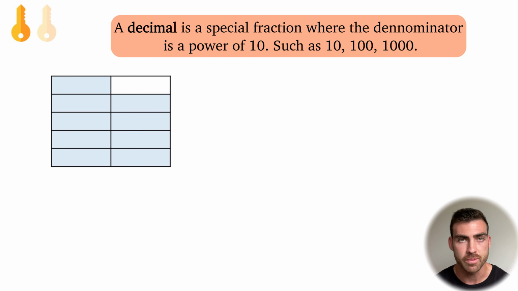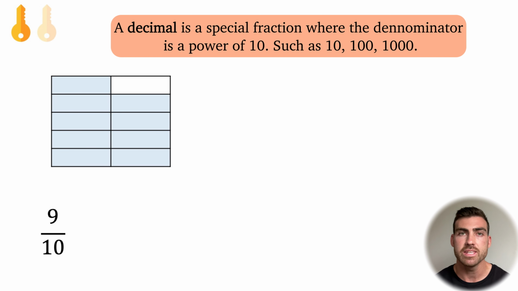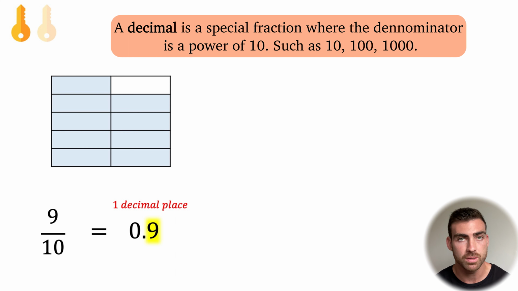Looking at this diagram, what fraction of the shape is shaded? Yes, 9/10, which translates to the decimal 0.9. Both are equal, or in other words, the same. So when a decimal has 1 decimal place, this is a fraction out of 10, or in other words, tenths.